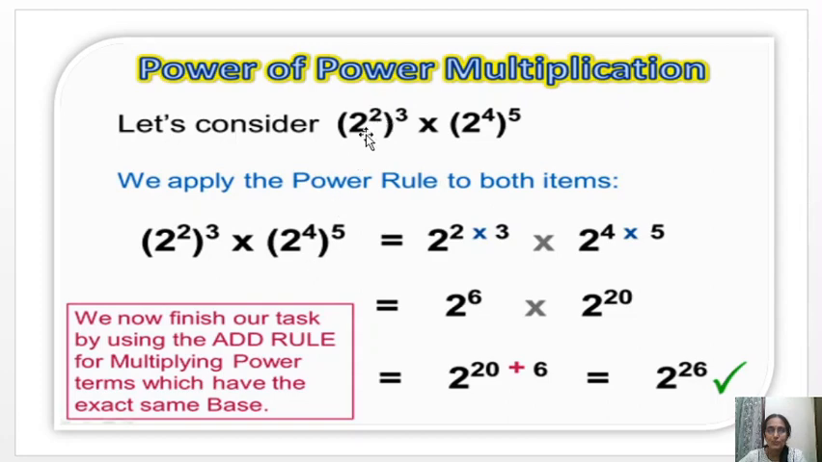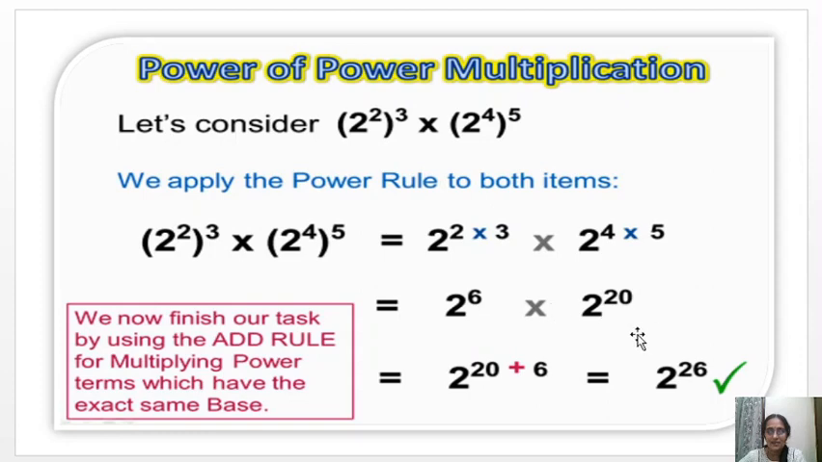It is 2 to the power 2 by 3, which is 2 power 2 into 3. You have to multiply the powers to get the answer, 2 to the power 6. For the second term, 2 to the power 4 into 5 is 2 to the power 20.